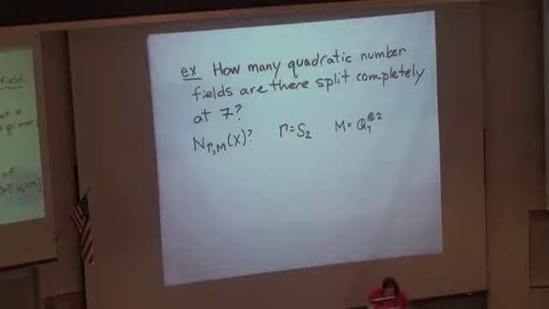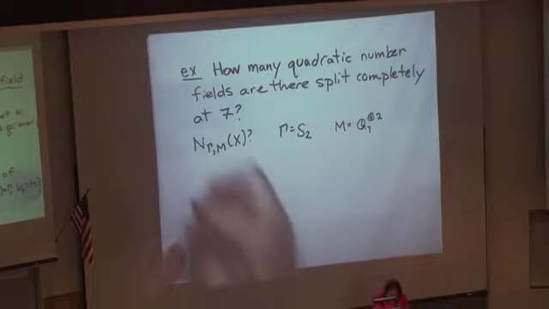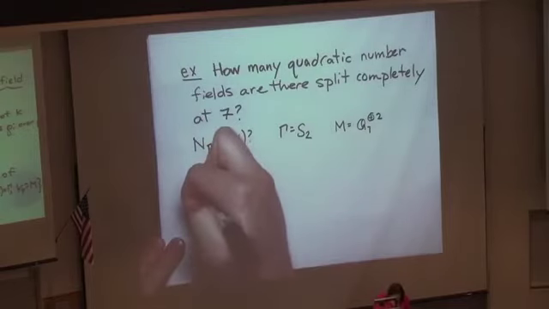Now, I also want to use the language of probabilities, just like Jordan was using in his talk, to think about questions like this. So how many quadratic number fields are there split completely at 7? Well, if I knew how many quadratic number fields there were, then maybe even if I didn't, I could ask what proportion of the quadratic number fields are split completely at 7. So I'll use the language of probability.